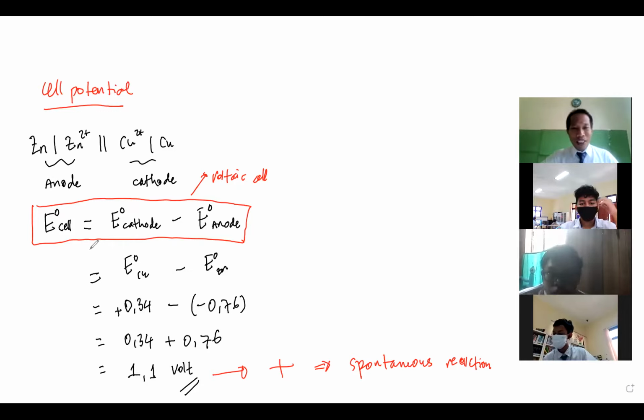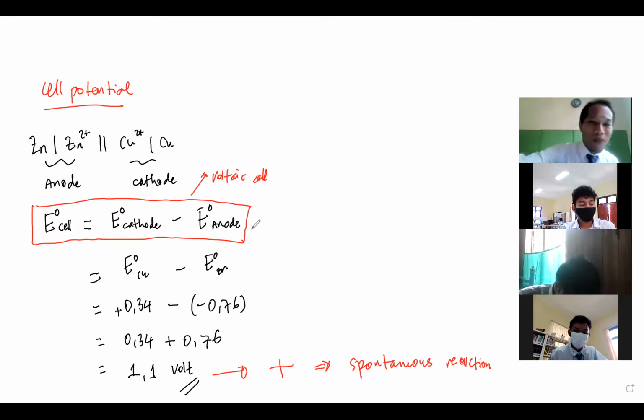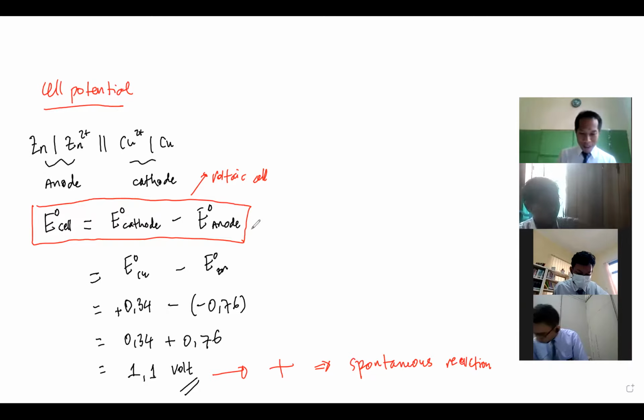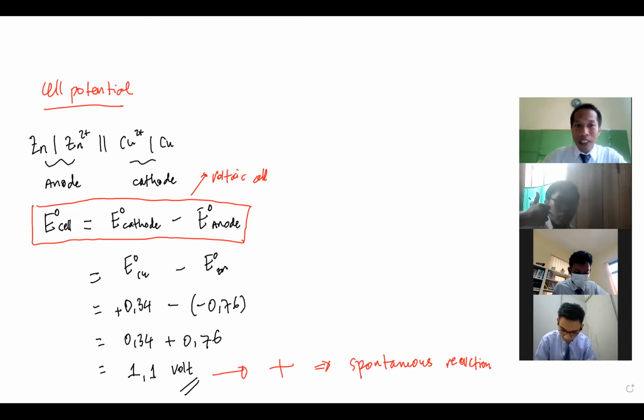But normally it is like this: E0 cathode minus E0 anode. Clear ini? Now we are going to do some exercises, if we have time. Unfortunately, we don't have time. I think I'm going to write the equation then. Can I clear this one? Right. Now let's do an example. I'm going to write the equation.